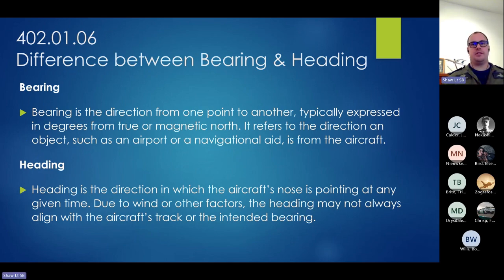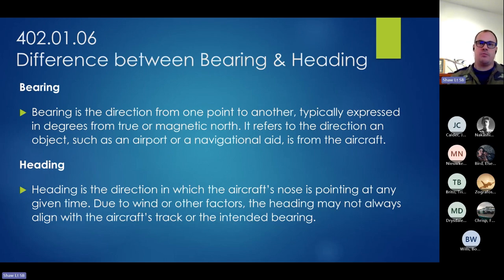So there's a difference between bearing and heading. Bearing is the direction from one point to another, typically expressed in degrees from true or magnetic north. It refers to the direction of an object, such as an airport or a navigational aid, from the aircraft. So I'm in my plane, over top of the IKEA in Winnipeg, and I'm going to Princess Auto Stadium down by the university. That bearing is 125 degrees from me to somewhere else. That bearing, over the ground, is 125 degrees.